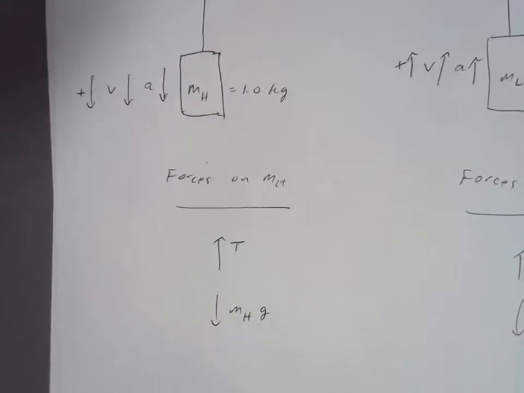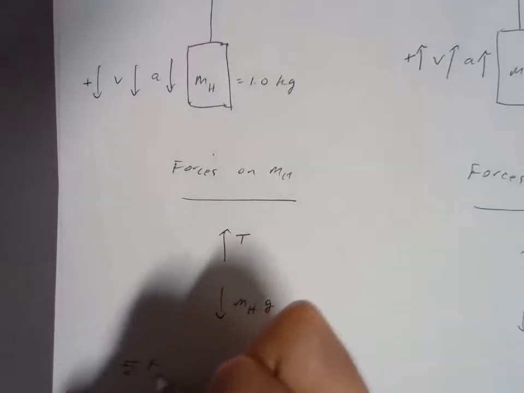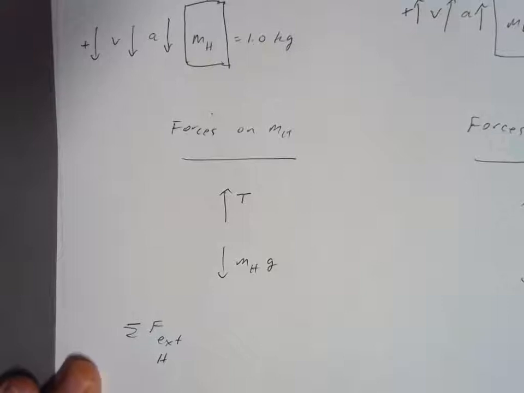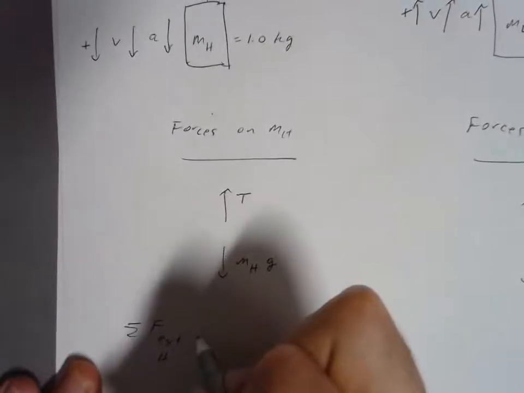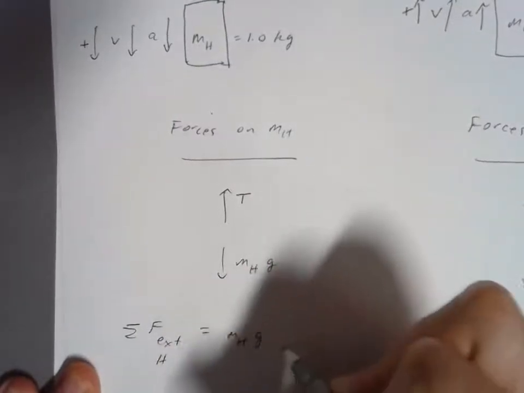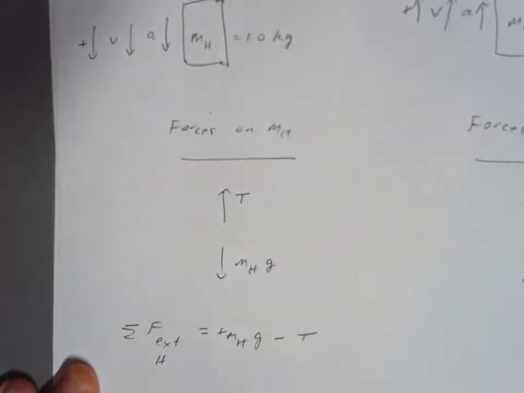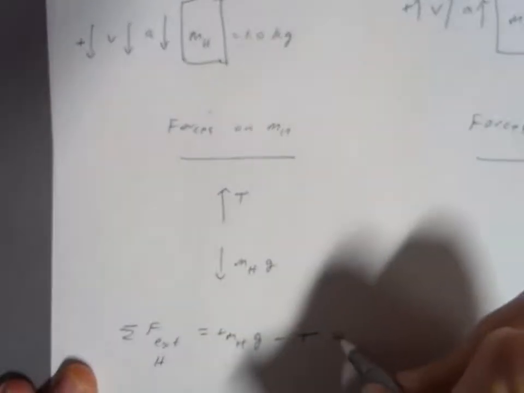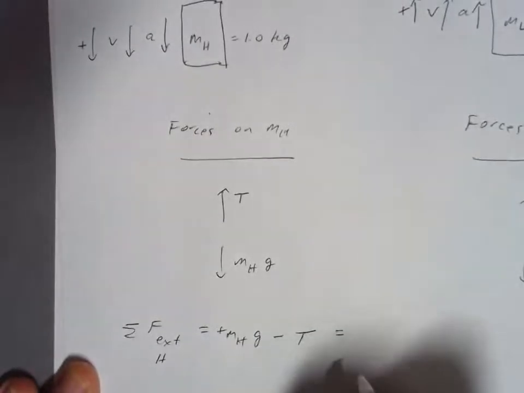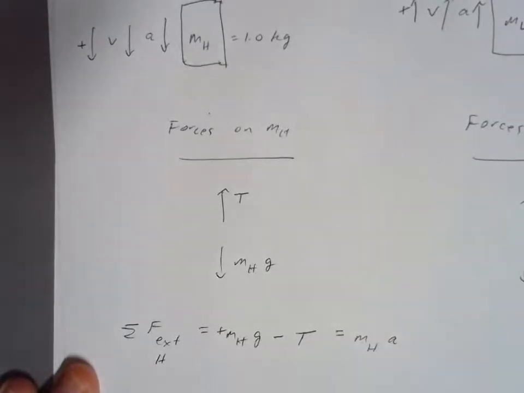We're going to do our net force equation that goes with the force diagrams. So the net external force for the heavy guy, I'm going to put a subscript on that because each one has its own net external force, is going to be m heavy g with a plus sign, minus tension. Those two forces added together make the net force. Newton's second law says that net force must equal m of the heavy guy times his acceleration, a.